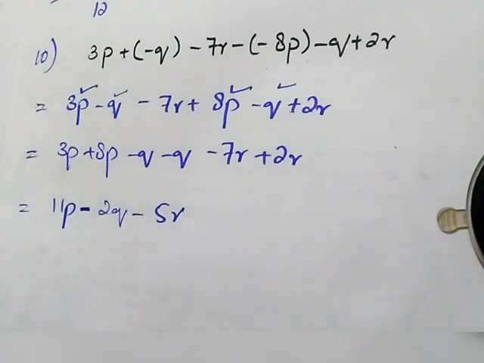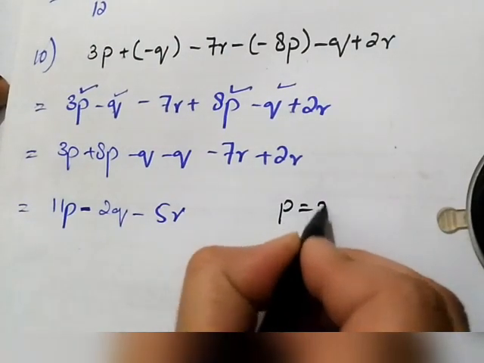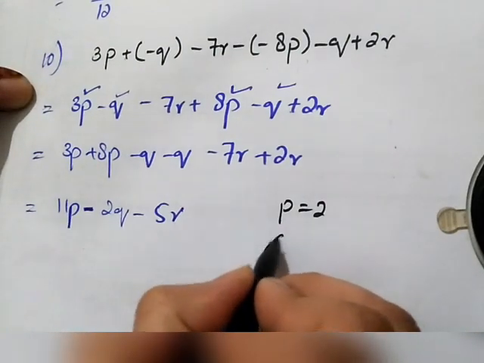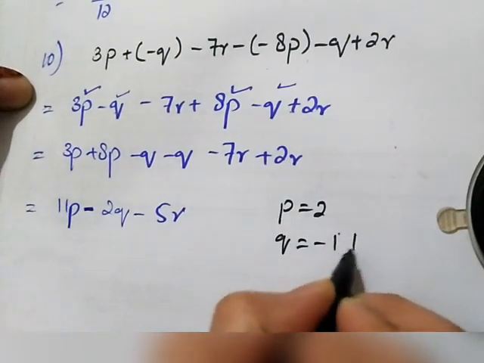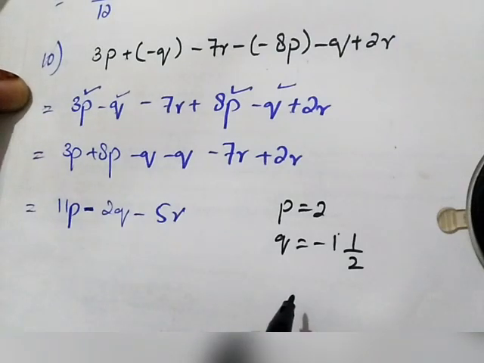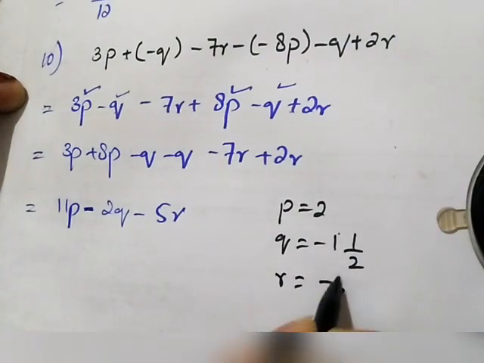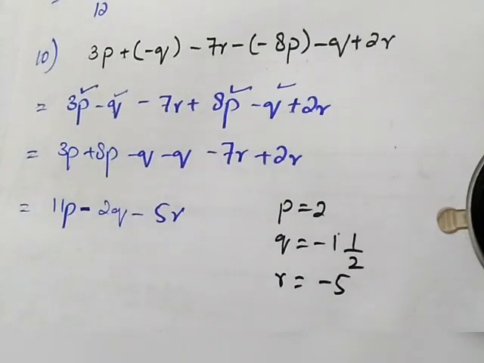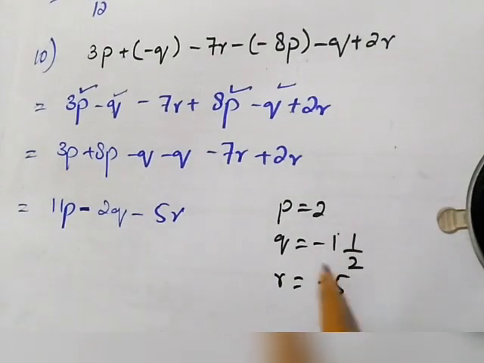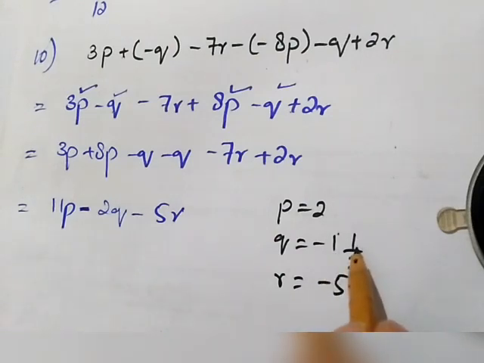Now in the second part, find the value of the expression. Okay, fine. If p is equal to 2, q is equal to minus 1 whole 1 by 2, yes, minus 1 whole 1 by 2, and r is equal to minus 5. Now simplify the question. First of all, we convert this mixed form of q into a fraction. 2 1s are 2 and 1, 3.